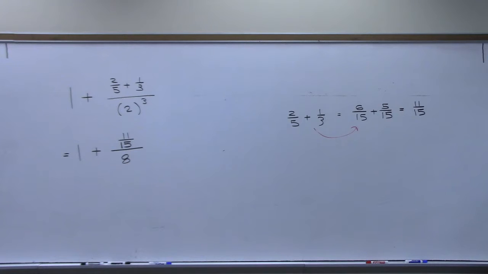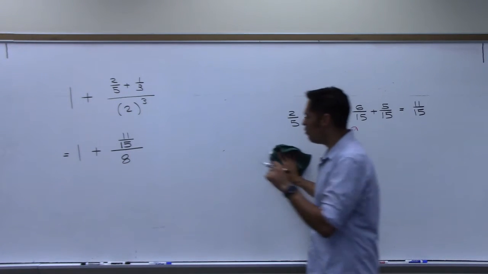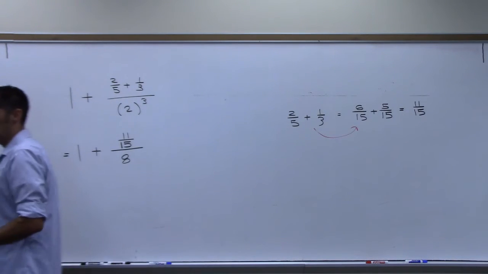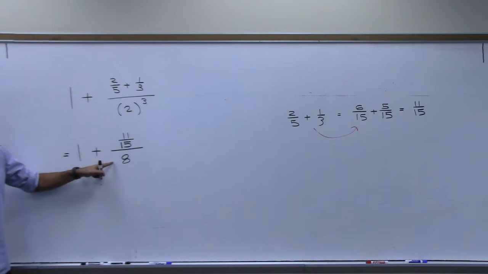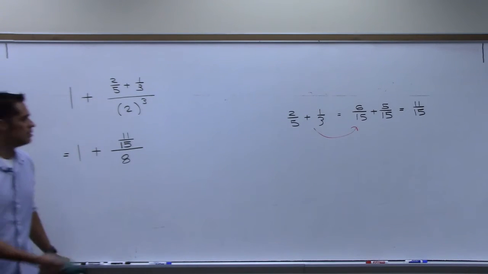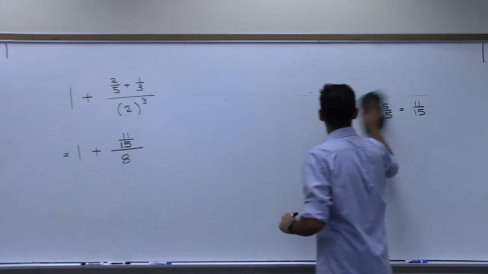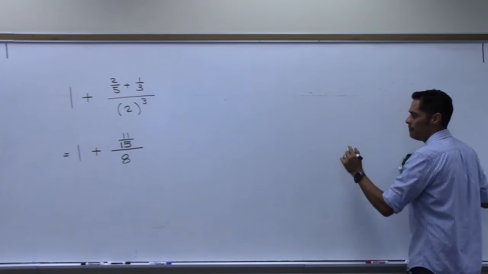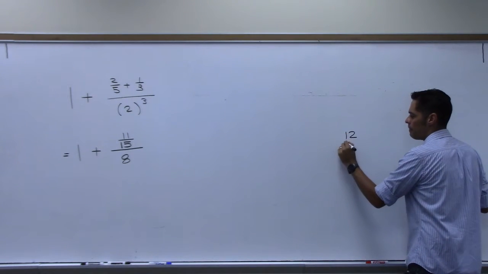11/15 over 8. Now, the reason this problem is given is because of this situation right here, and whether or not we understand what's going on. How do we do this? So let me write something down. I want you to tell me what this is.